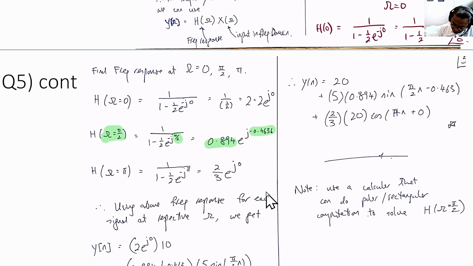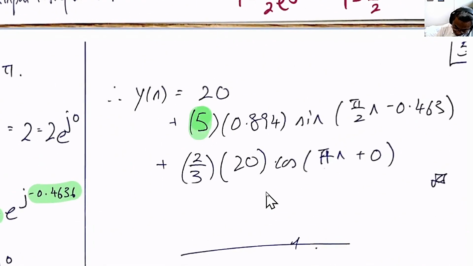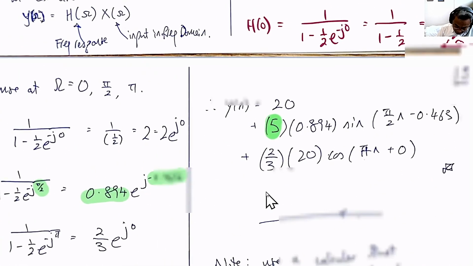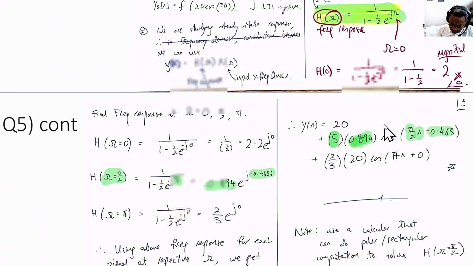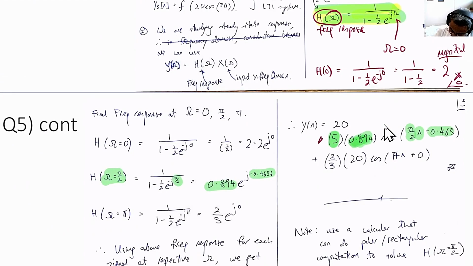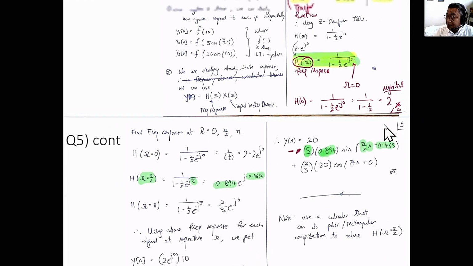0.4636. So what we do now is take the input, which is originally 5, and multiply by the gain, which is 0.894, with the original frequency multiplied by n, and the phase shift is minus 0.463. I think I made a mistake, so this should be minus because the original input is minus 5.